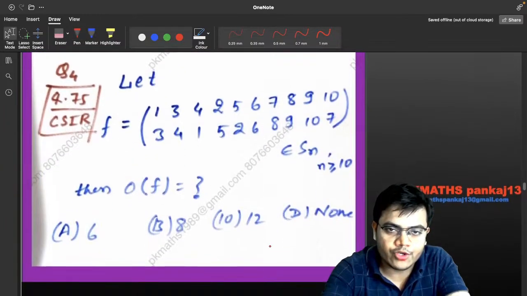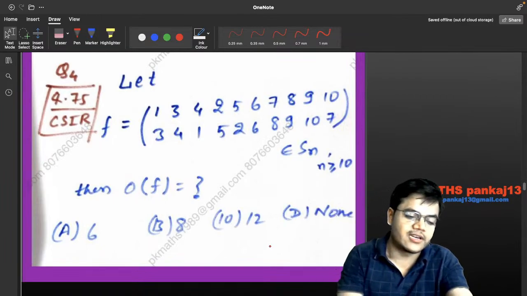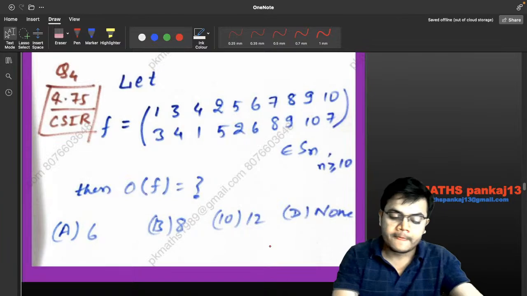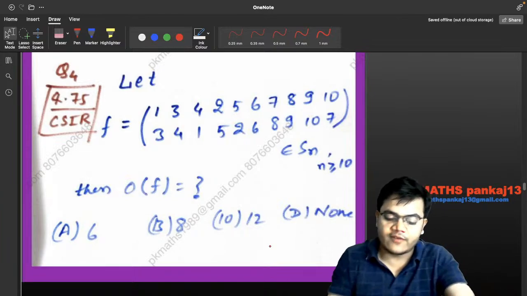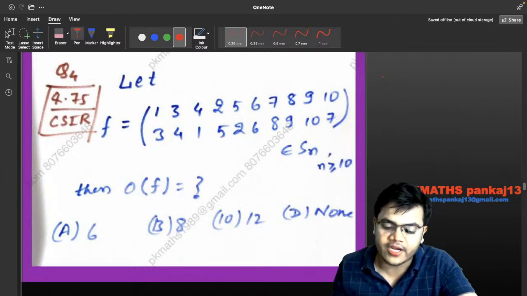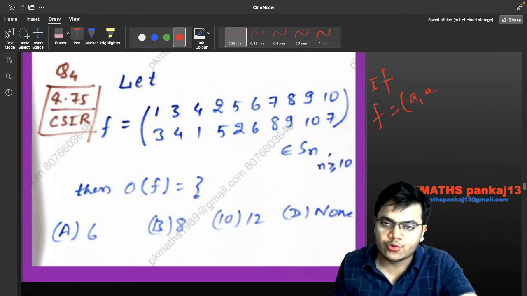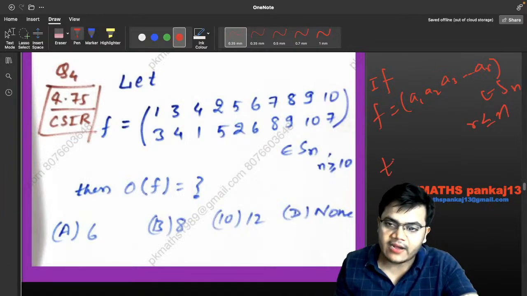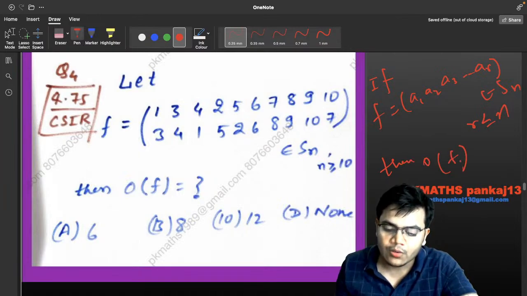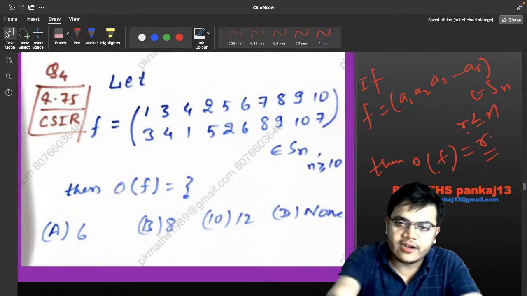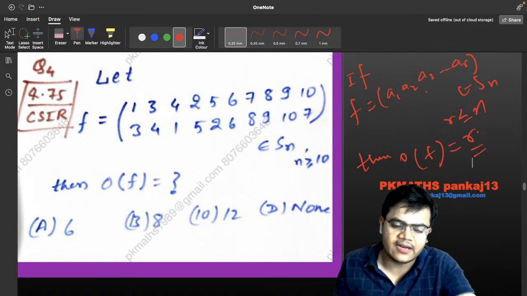Okay. So these were a few questions. Now this question is over here because I want to tell you something that should be known by everyone, and I think many of you know it already, that if your f is equal to A1, A2, A3, and so on, where AR belongs to Sn, R is less than or equal to N, then the order of f is equal to R. I mean to say, it means the order of the cycle.